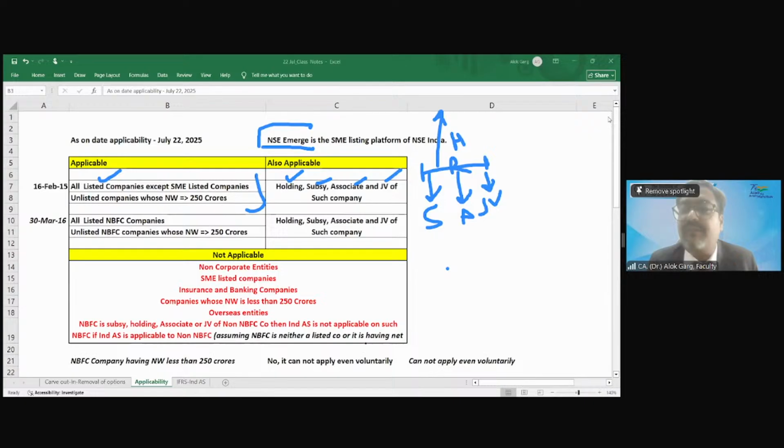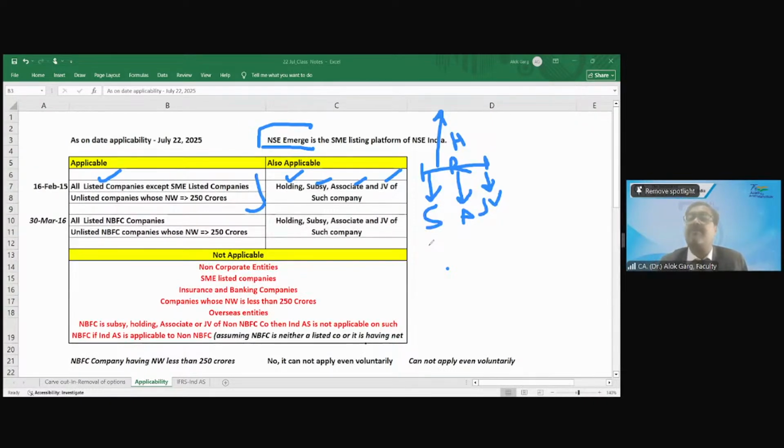So friends, if Ind AS is applicable to a company, it is automatically applicable to the holding company, subsidiary, associate, and JV of such company. Now I am asking a question to all of you.